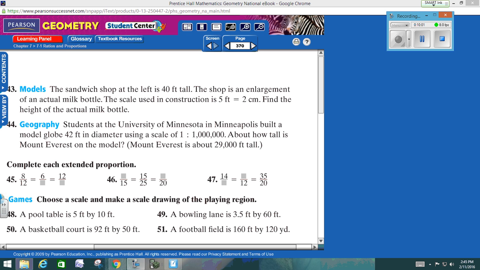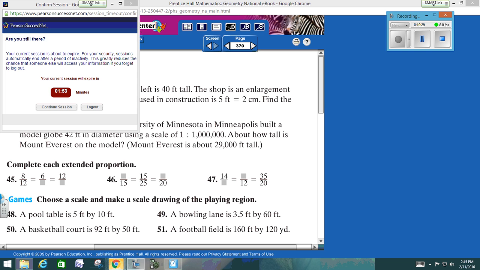So students at the U of M built a model globe 42 feet in diameter. My room is 20 feet. So think of two of my rooms. That's how big this globe is. It's huge. That far across and that far up and down. Okay. So they're using a scale of 1 to 1 million. For every 1 foot on the globe, that's 1,000,000 feet in real life. Mount Everest is 29,000 feet in real life. They want to know how high it is on the globe.